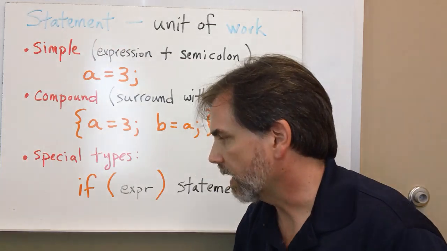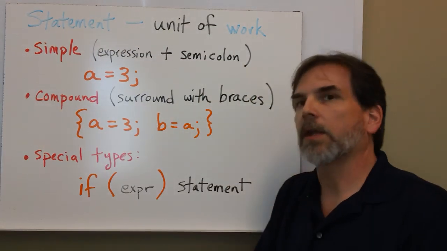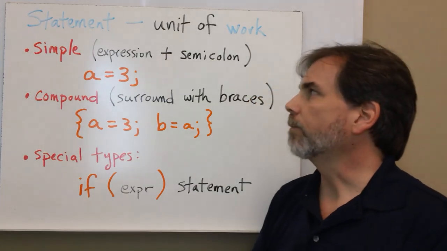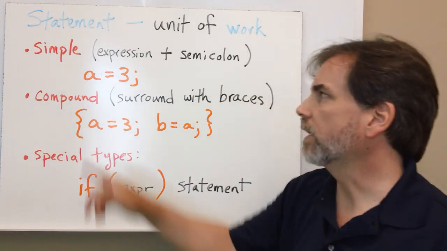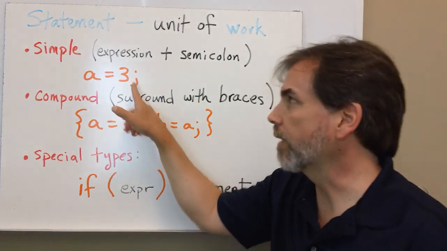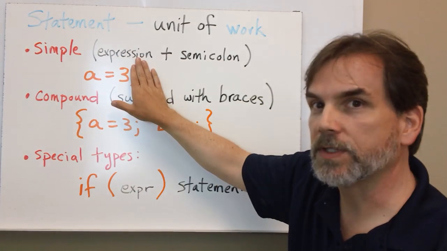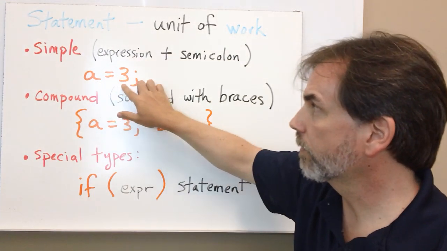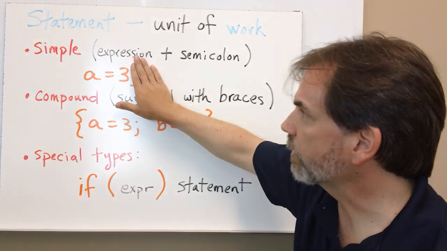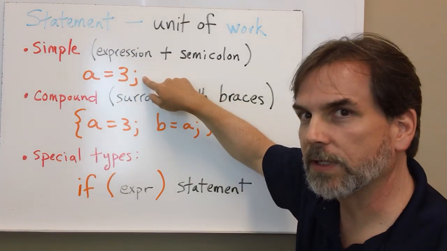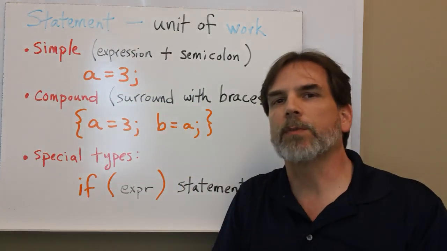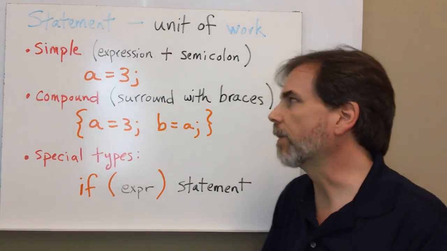So if an expression is a value, then a statement is a piece of work that we need the program to do. The simplest statement is an expression followed by a semicolon. It's the semicolon that makes it a statement. A equals 3 by itself is an expression. A is a variable, 3 is a literal value, and equals is an operator. So this is an expression. When we put the semicolon after it, that makes it a statement. So that makes this a piece of work that needs to be performed before we move on to something else.